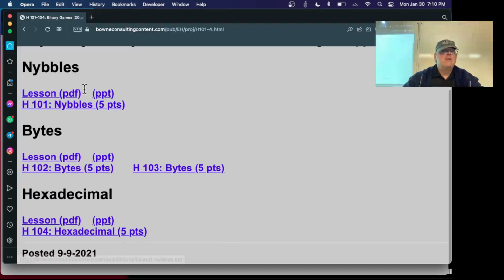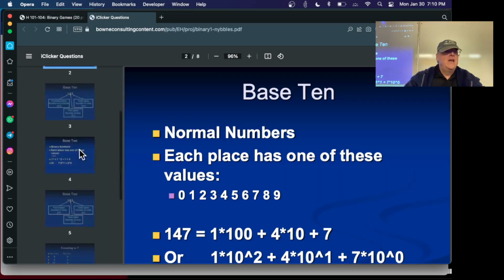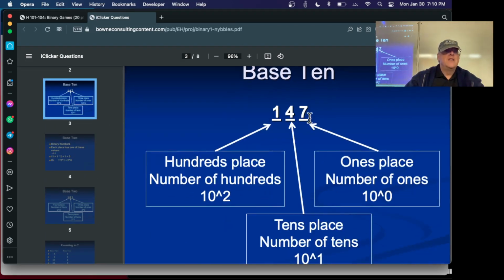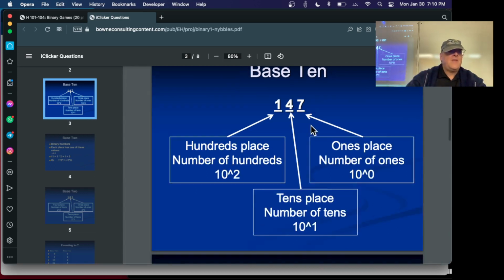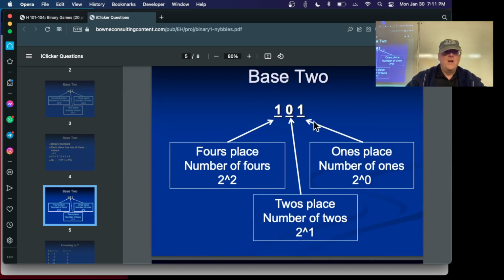Anyway, so we talked about nibbles last time, and let me just mention it again for people who don't remember or weren't here last time. So nibbles are the beginning of how to understand binary. In a normal base 10 number, the number on the right is the number of ones, and this is the number of tens, and this is the number of hundreds. So that's 147. In base 2, you don't have ones, tens, and hundreds, you have 1, 2, and 4. So this number is 5. 1, 1, no 2s, and 1, 4.